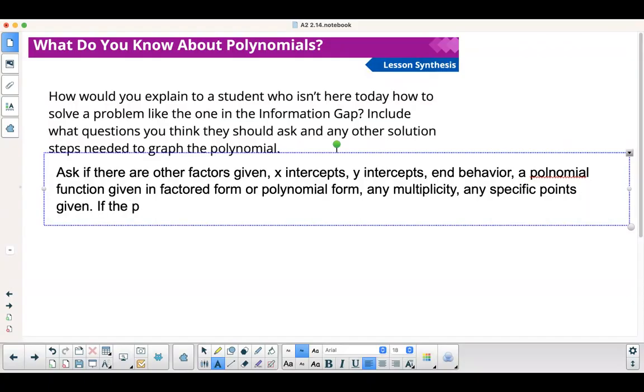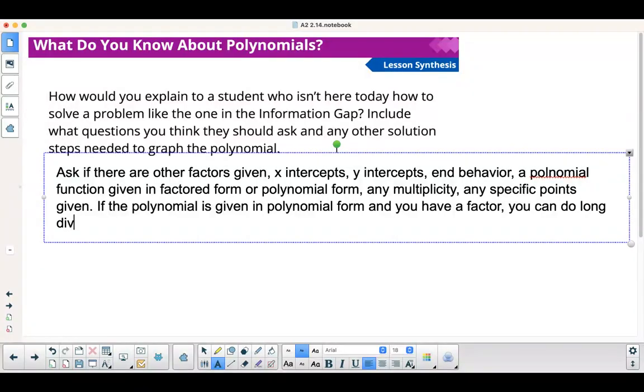if the polynomial is given in polynomial form and you have a factor, you can do long division or factor with a box to find the other factors.